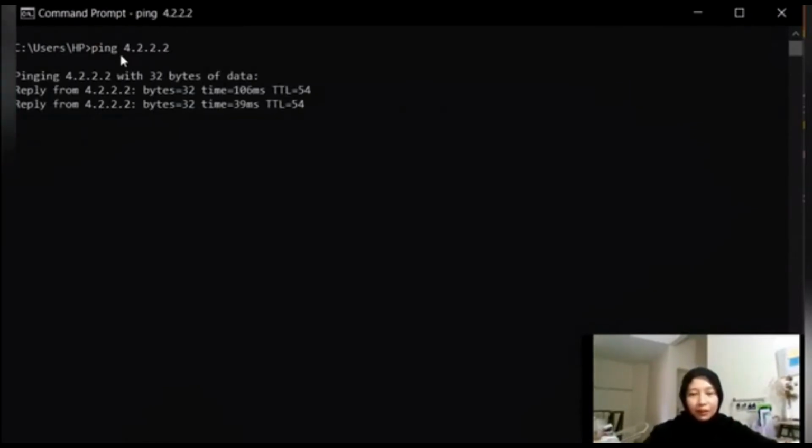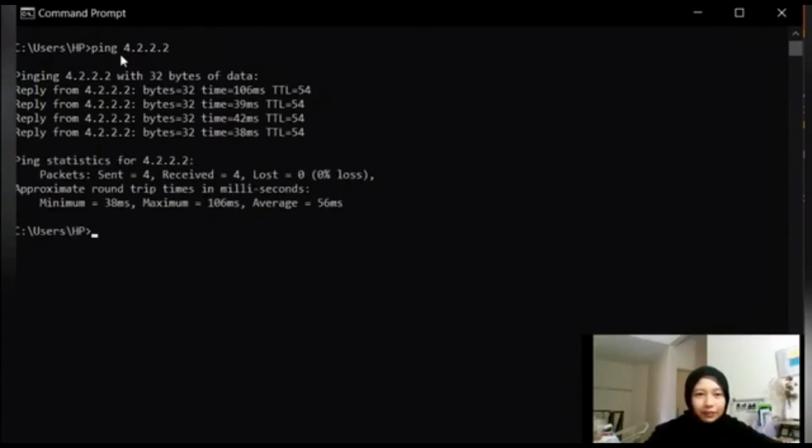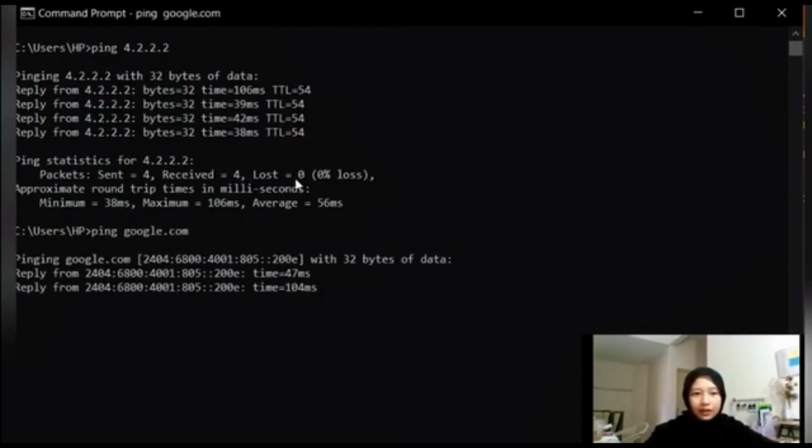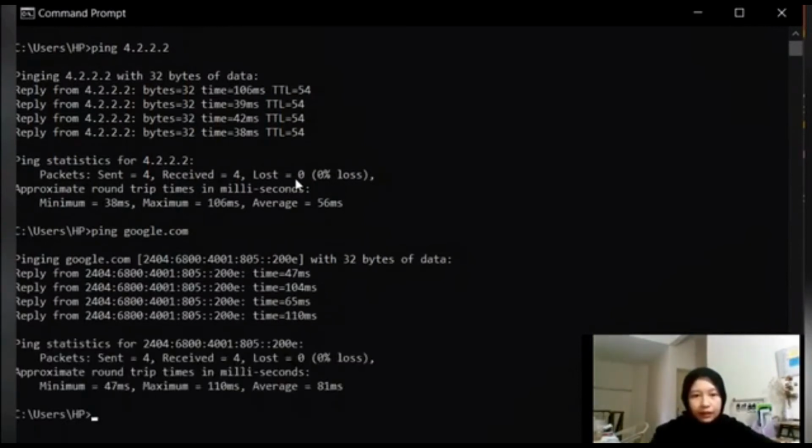Okay, let's ping 4.2.2.2 for connectivity to see if there is any packet loss. As you can see, there is no packet loss. So what if you ping google.com? There is also no packet loss right here.